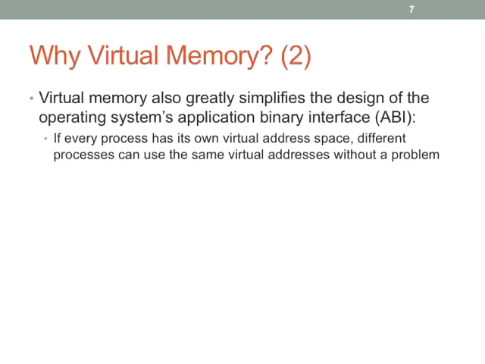The second benefit is related to that, because if we can have this virtual address space mapped to physical memory however we want, then it makes the ABI really easy to specify.